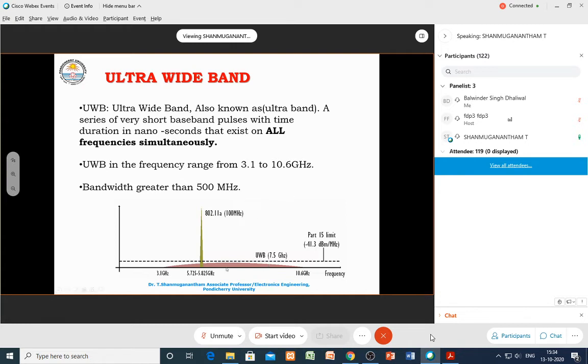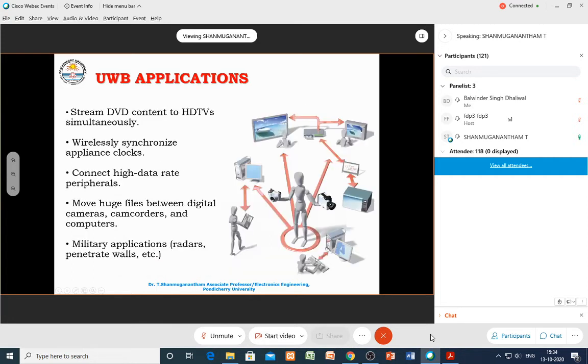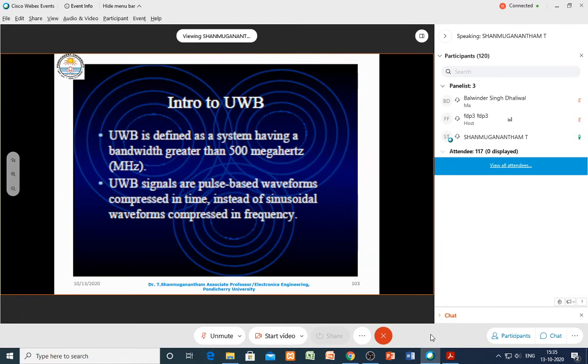And so this is the example. Here you can see this entire 3.1 to 10.6 GHz range is covered by the IEEE standards, including 802.11a, and the other band is 5.725 to 5.825 GHz. This 100 MHz range is also one frequency band allotted for this case. These are the applications of UWB: mainly DVD content to high definition televisions, wirelessly synchronous applications, clocks, connecting high data rate peripherals, moving huge files between digital cameras, camcorders and computers, and military applications, because it penetrates through walls, and radar applications.